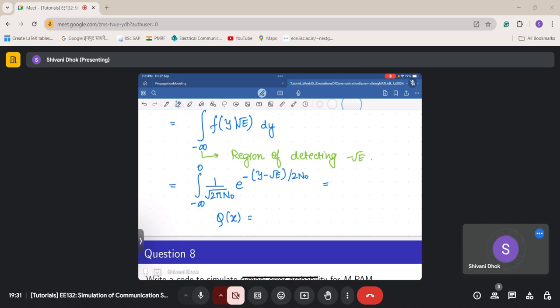Wait a minute. This Q(x) is 1 over root 2 pi integral from x to infinity. So this is basically the probability that your X is greater than x. This is the tail probability: integral from x to infinity of e to the power minus t squared by 2 dt. So this is equal to basically Q of x.